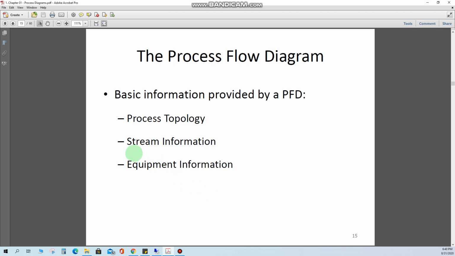Second one, stream information. As I explained earlier, here you should include all the process streams, and should specify the composition of those streams and the operating temperatures and pressures of those streams. Third one is the equipment information.